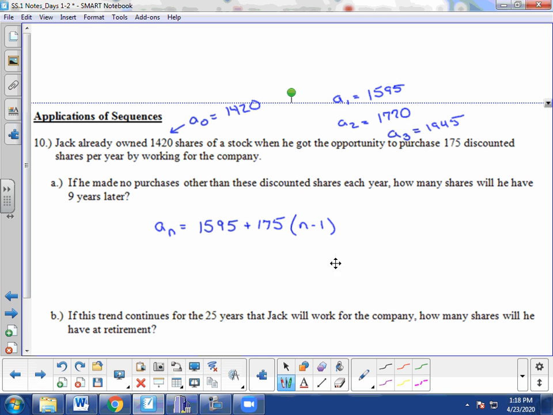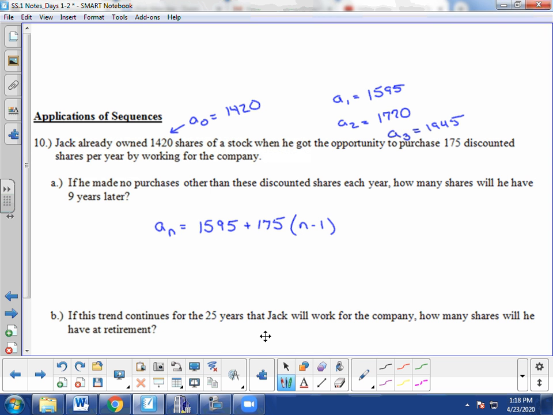So what we wanted to do when creating this sequence expression, the general term for this sequence, is to not look at a sub 0, but to start at a sub 1 and then figure out what mathematical computation, using addition because I'm adding shares, could continually add 175 every year. So this would be n minus 1, because again, we only add 175 starting the second year from 1595.